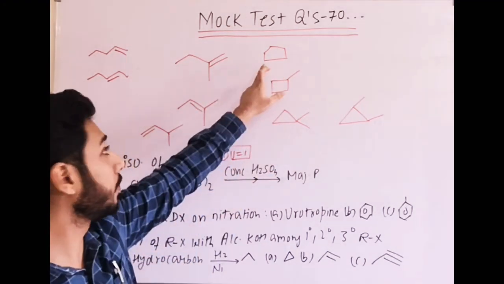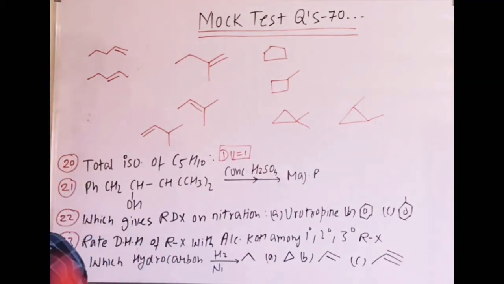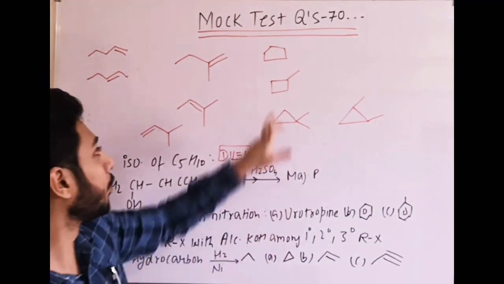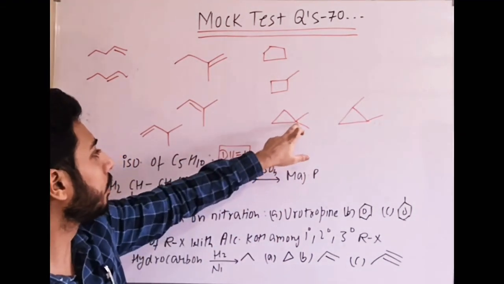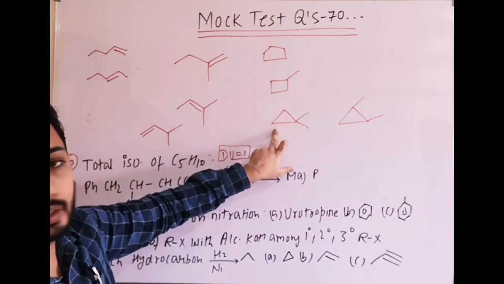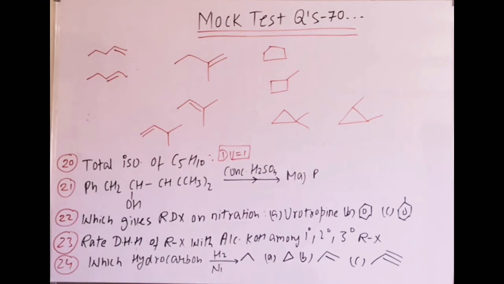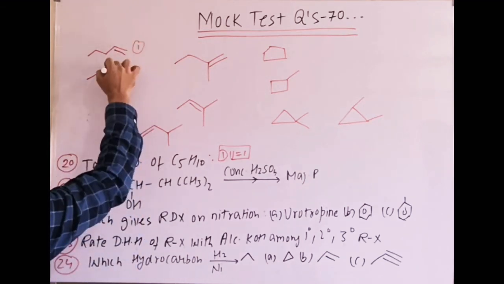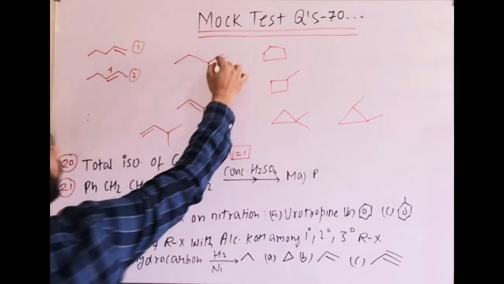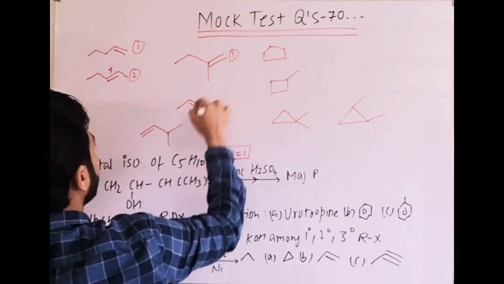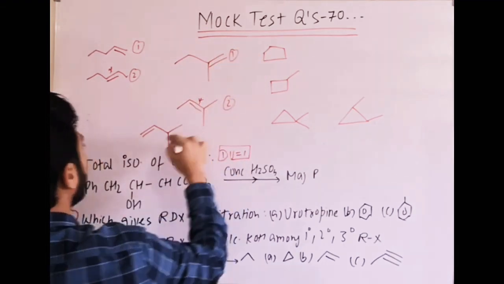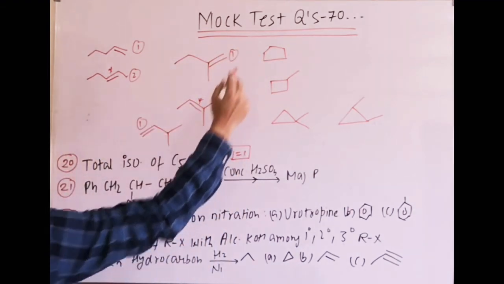Then the C5H10 possibility in a ring. First one is cyclopentane, second one is cyclobutane with a methyl group, third one is 1,1-dimethyl cyclopropane, and 1,2-dimethyl cyclopropane. Now total stereo: in the first one it is 1. Here there are 2 geometrical centers. Here there is no geometrical center, so 1. Here 2 geometrical centers. Here no geometrical center, so 1.